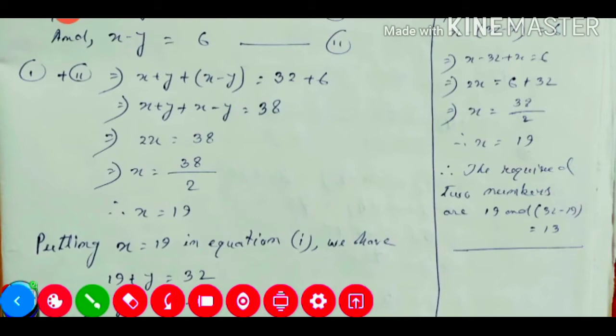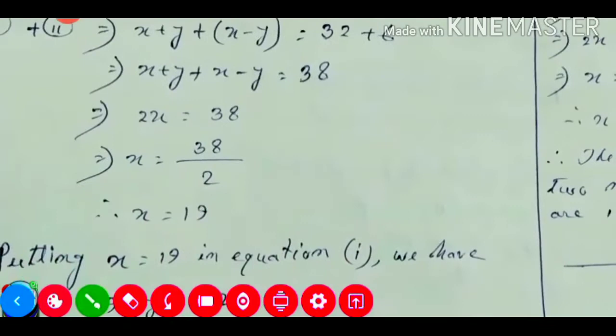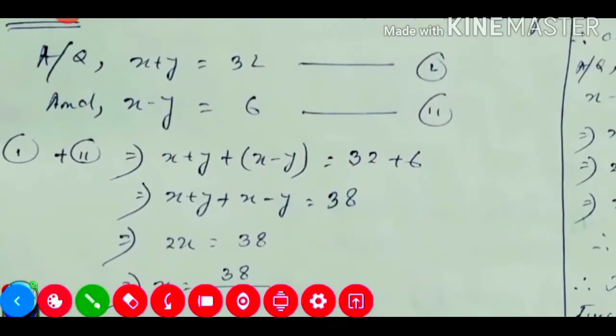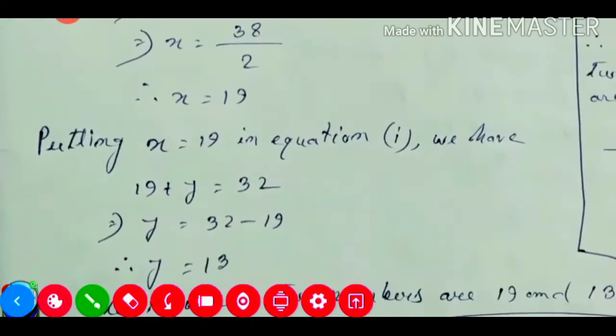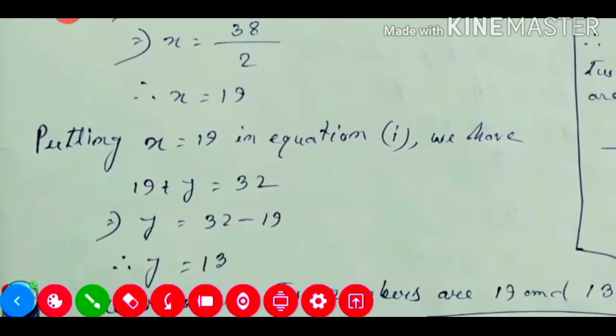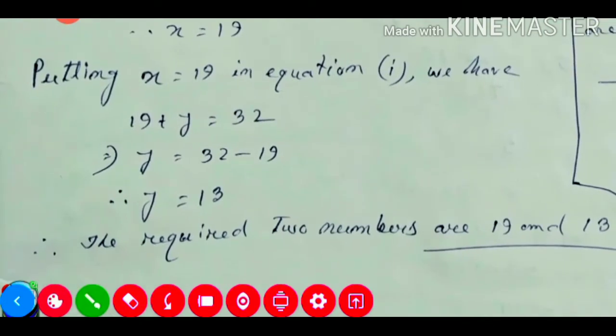Now this x value 19, we can put in any equation, maybe equation number 1 or equation number 2. So we are putting it in equation number 1. Equation number 1 is x plus y is equal to 32. So instead of x, we put 19 plus y is equal to 32. Now 19 will shift to the right hand side, so it will be minus. So 32 minus 19 is equal to 13. Therefore the required two numbers are 19 and 13.